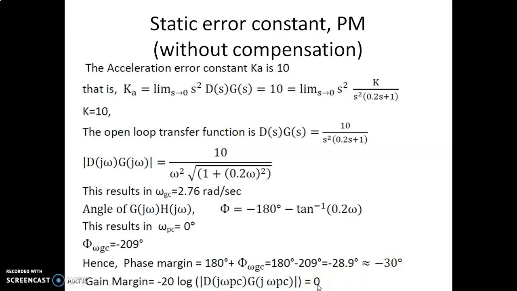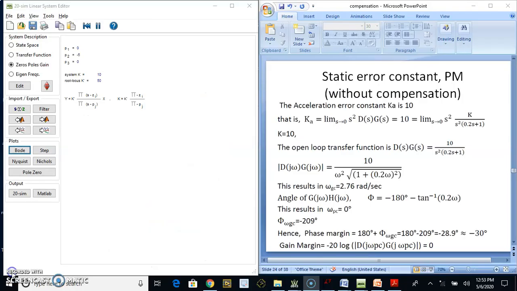So let us go to 20sim and try to visualize the same effect, the phase margin of minus 30 degrees. Are we getting the same or not? You can see the transfer function has been indicated with two poles at the origin position, and one more pole at minus 5. This is the s-plane position, and the system gain is 10.